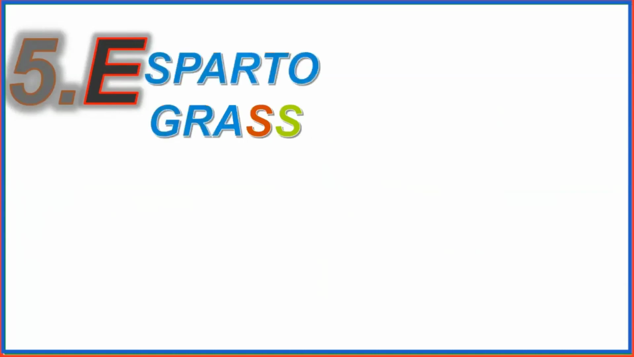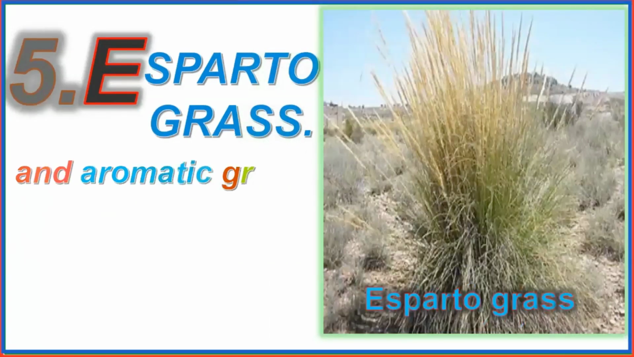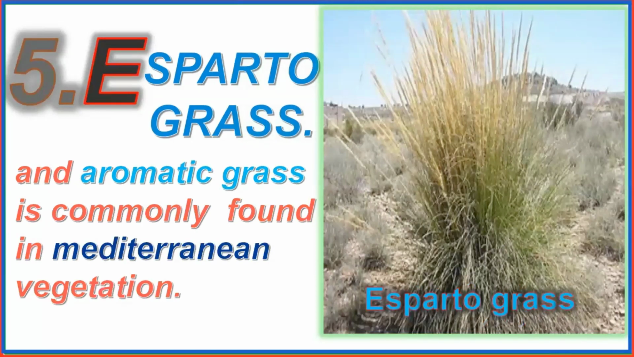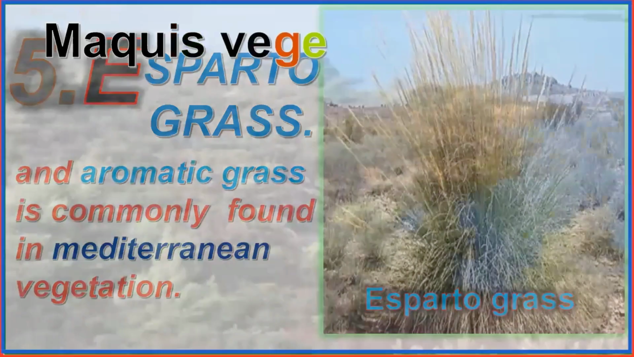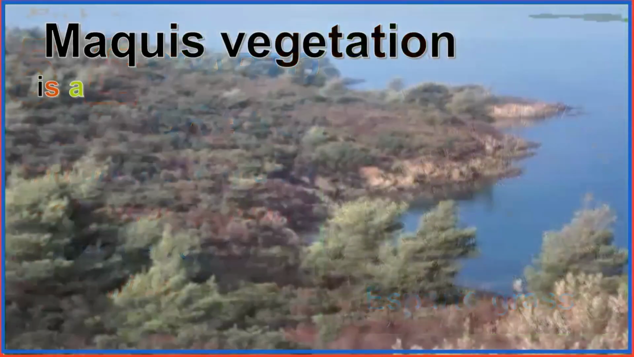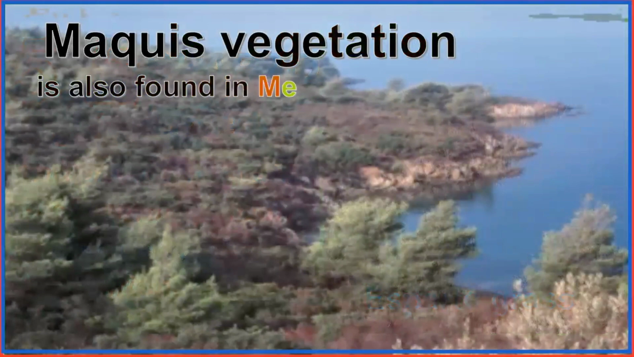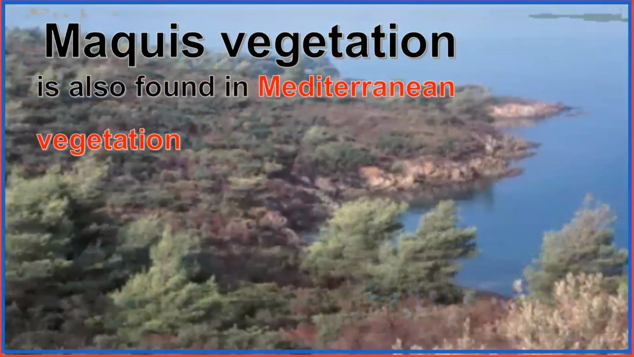E for esparto grass. Esparto grass is an aromatic grass commonly found in Mediterranean climate. Remember, there is a difference between maquis vegetation and esparto grass in the Mediterranean. Maquis vegetation is also found in Mediterranean vegetation. Therefore, Mediterranean vegetation is also referred to as maquis vegetation, especially when it is bordering the sea.